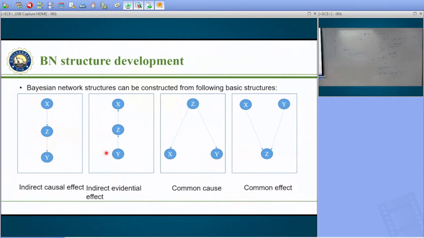Here you can see that, suppose x is indirectly affecting y, but if I know the z information, do I require x information? x is not required. x is already inherently affecting z, so z has the information of x. So it's a way of indirect causal effect. Here there is also a common cause and a common effect variable, where z is affecting both x and y variables. Let's look at the independency here.